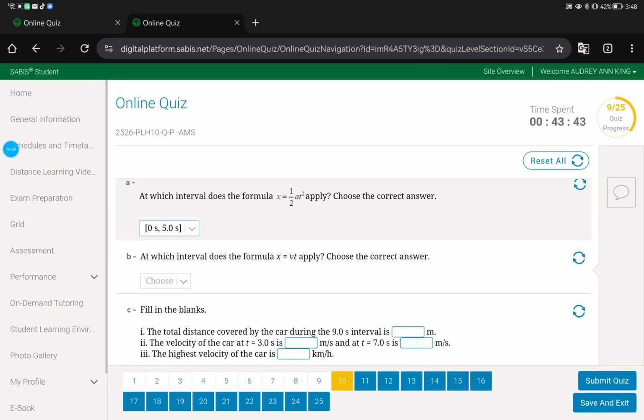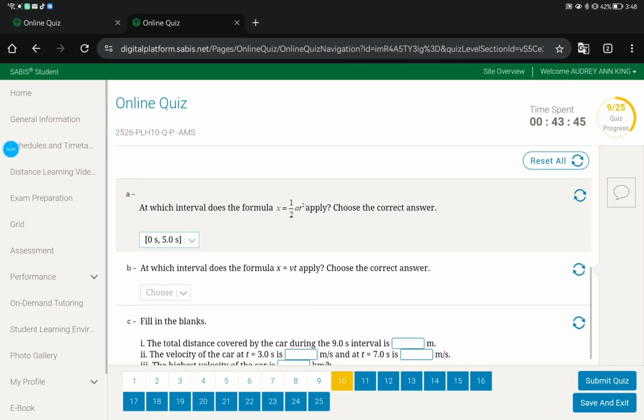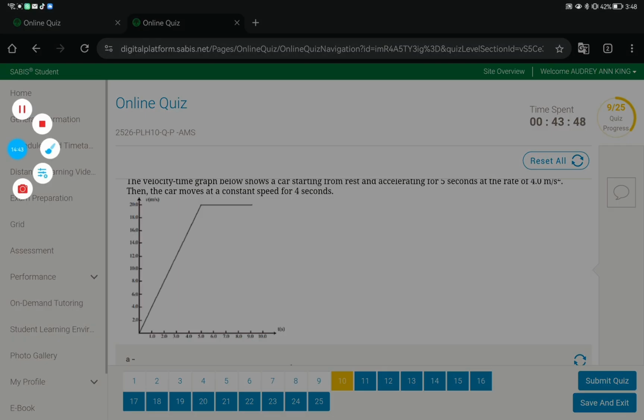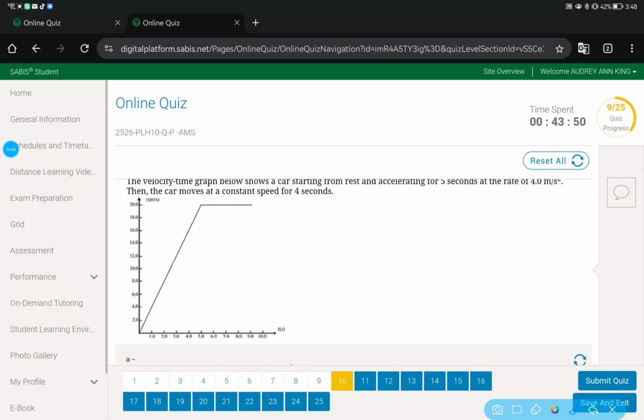At which interval does the formula x equals vt apply? So x equals vt. Now x equals vt is for uniform rectilinear motion, so it's obviously going to be at a constant velocity, and it's only at a constant velocity here, which is why it's going to be between 5 and 9.